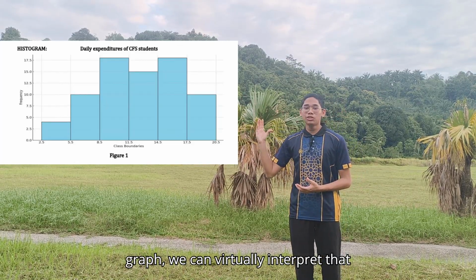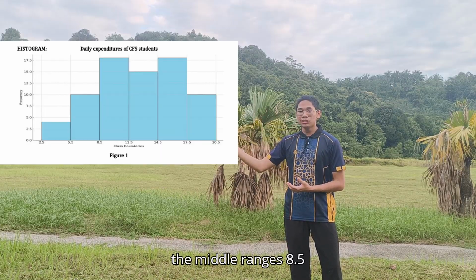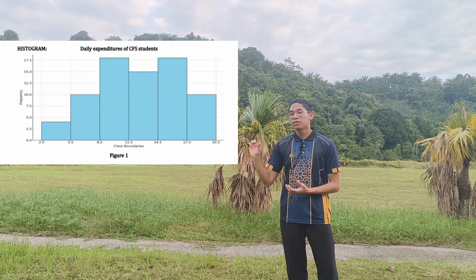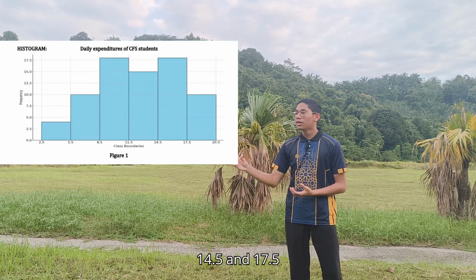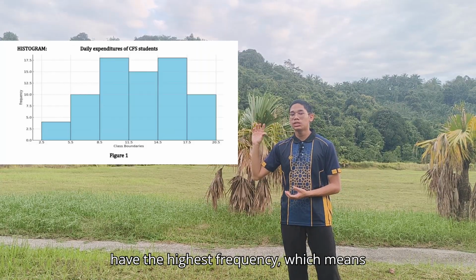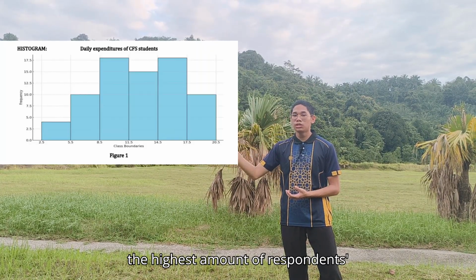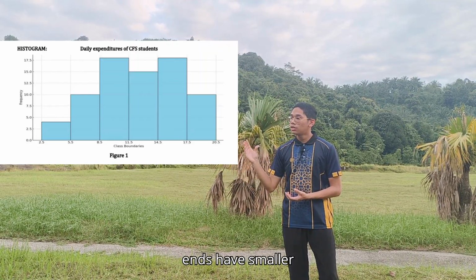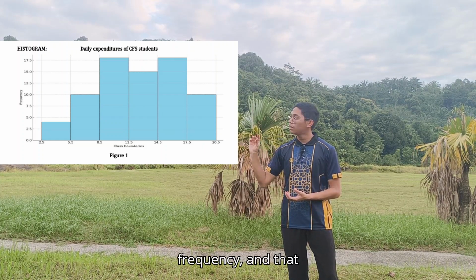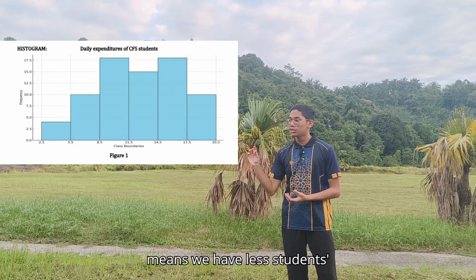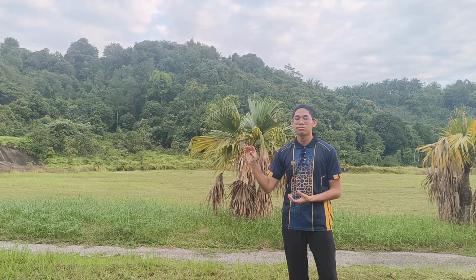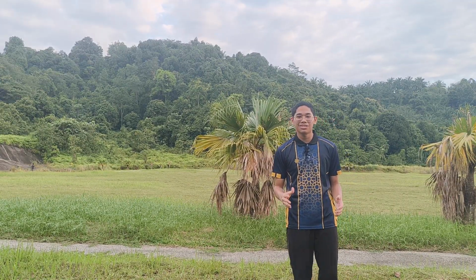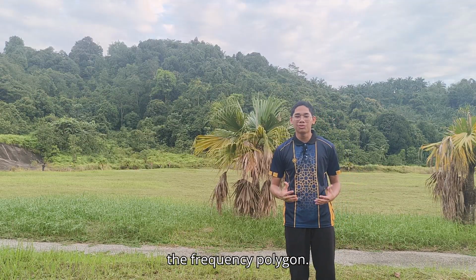From this graph, we can visually interpret that the middle ranges 8.5 to 11.5 and 14.5 to 17.5 have the highest frequency, which means the highest amount of respondents' expenditures, whereas the low and high ends have smaller frequency, and that means we have fewer students' expenditures on those ends. So now I'll be moving on to the last graph that I'll be presenting, which is the frequency polygon.